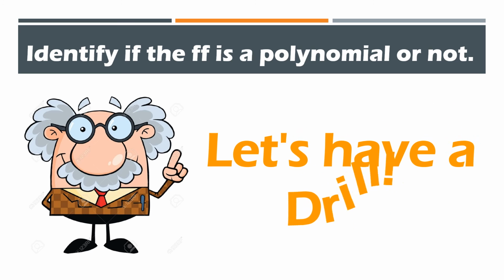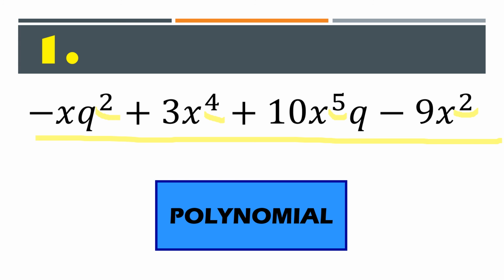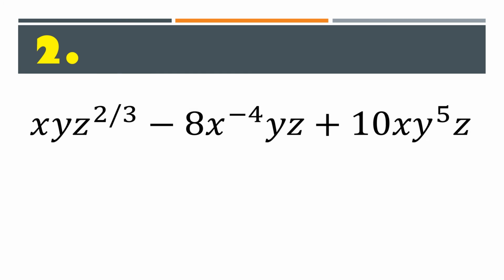Let's have a drill. I want you to answer on your own and check if you got the correct answer. Identify if the following is a polynomial or not. Okay, let's start. Number 1. Is this a polynomial or not a polynomial? Observe their exponents and their operations. This is a polynomial. Good job. How about the next example?